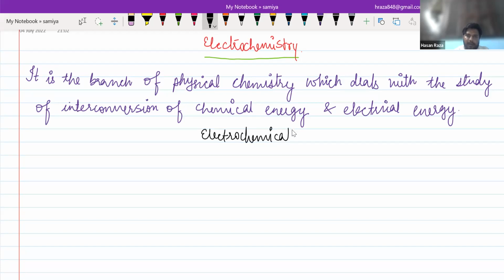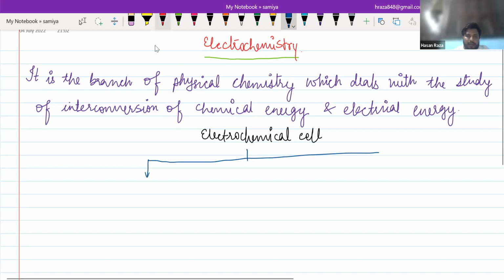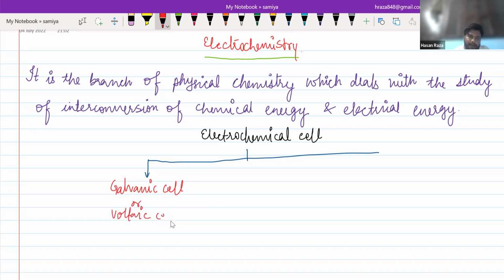Electrochemical cell. There are two types of electrochemical cell. The first one is galvanic cell, or you can say voltaic cell, and the another is electrolytic cell. So what is the difference between this electrolytic cell and galvanic cell? So basically in galvanic or voltaic cell, chemical energy is converted into electrical energy.